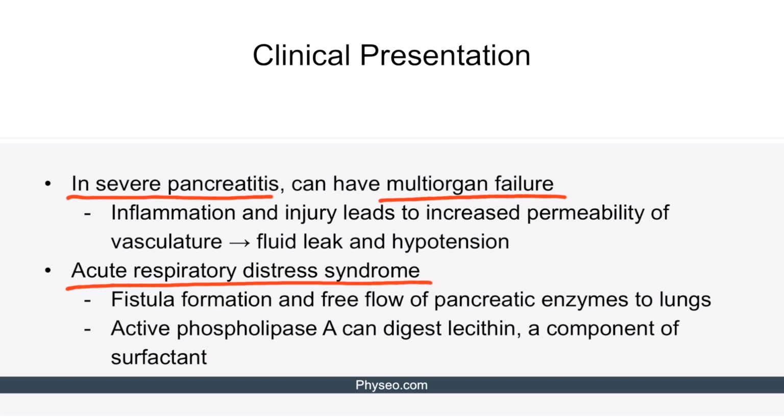This occurs when a fistula is formed that allows the flow of activated pancreatic enzymes to the lungs. Active phospholipase A, which is one of the pancreatic enzymes, can digest lecithin, which is a component of surfactant, and this digestion of surfactant can then contribute to the development of acute respiratory distress syndrome.